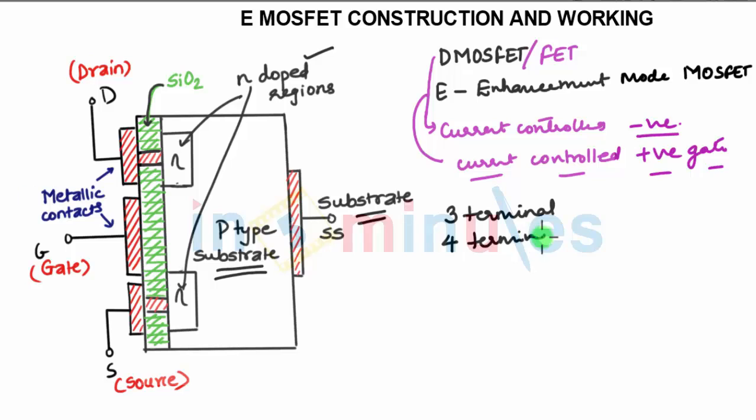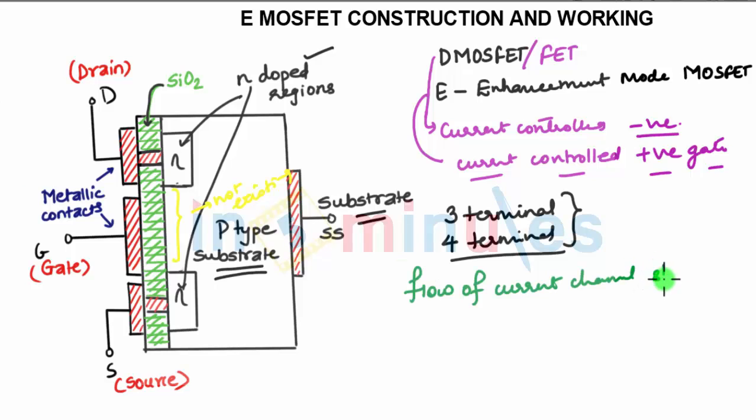So construction is very much similar to the D Mosfet, but the channel is not existing in the E Mosfet. That means for the flow of current, a channel should be formed, or we need to create a channel in order to flow the electrons from the drain to source. Now we'll come to the working.